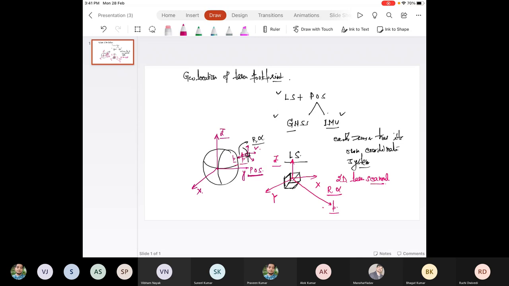So in geolocation, we rotate and translate multiple times this vector that connects the origin of the laser scanner coordinate system to point P to convert it into this vector. Because this vector gives the coordinates of this point P in the XYZ coordinate system, that is the GNSS coordinate system. We also call it ECEF. Okay, ECEF stands for Earth-centered, Earth-fixed coordinate system, okay? So this process is called geolocation of laser footprint.